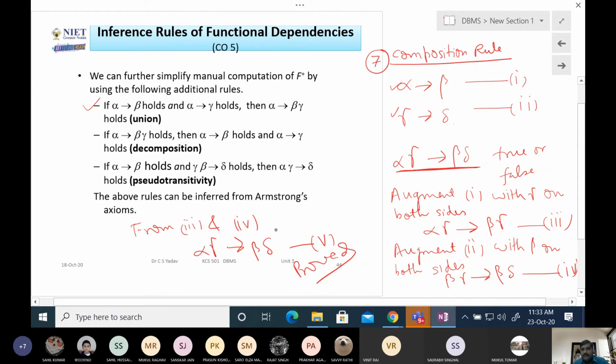But first 3 rules are complete and sound, and with the help of primary rules we can find out the closure of an FD set. We can find out the candidate key of any relation, and this is also called inference rule of functional dependencies. That's all about Armstrong's axioms. Now if you have any doubt related to these rules, you can ask the question.